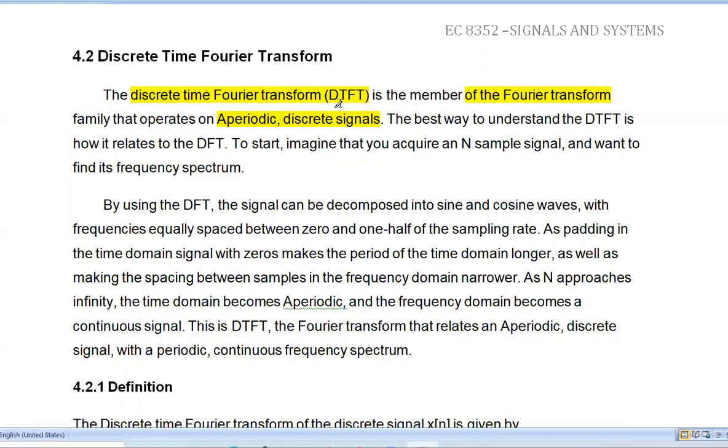It is shortly denoted as DTFT. The continuous time Fourier transform is called simply the Fourier transform, while the discrete time Fourier transform is denoted as DTFT. It is mainly used to analyze the discrete signal x of n and a discrete time system. In the fourth unit and fifth unit we are going to use this DTFT.